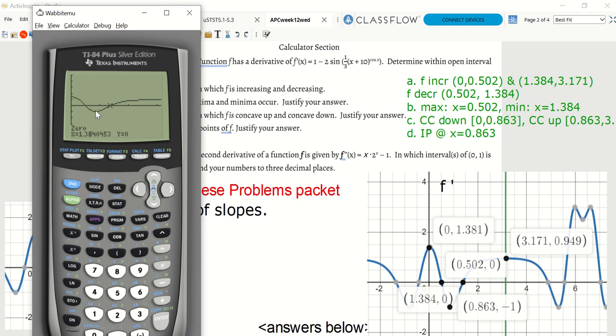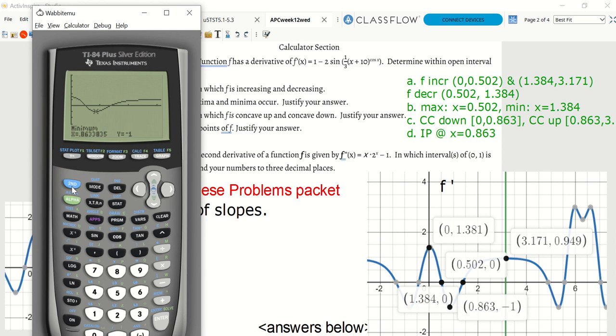And if you want to find this minimum right here, we do the same thing: second trace, and go to minimum. Then we just do the same exact thing, left bound right here, right bound right here, and guess it. We should get 0.8633, which lines up with this.